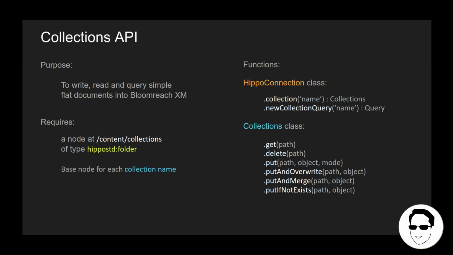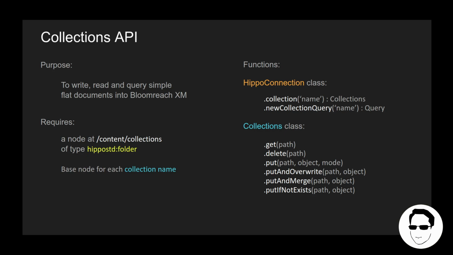The XIN Mods Node.js module offers a number of methods that allows you to interact with this API. You can start using a collection by calling the collection function on the Hippo connection class, and you can query for collection documents using the new collection query function. Then, once you've retrieved the collections instance, there are a number of ways to interact with content in the JCR.